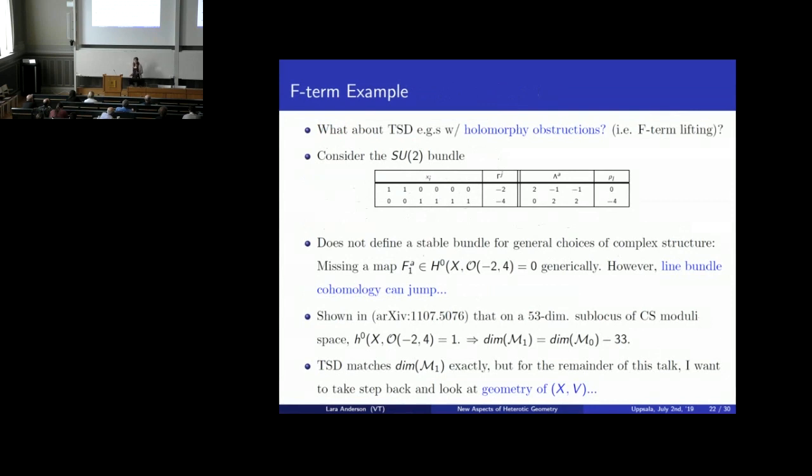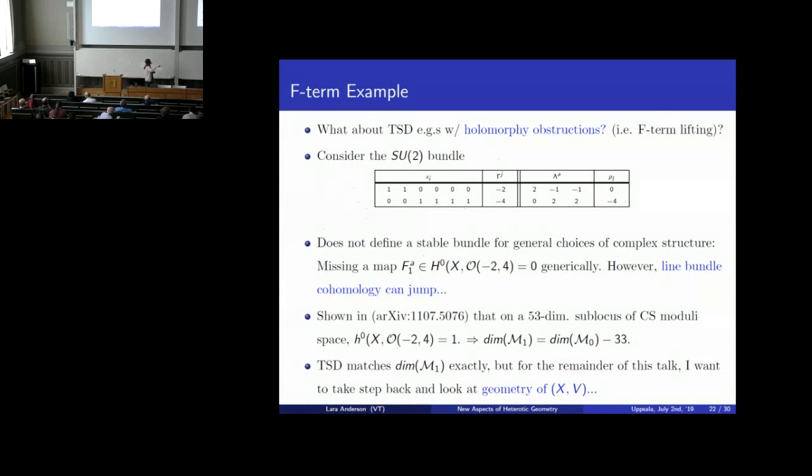So how do I build target space dual examples with holomorphy obstructions? Let's consider this bundle. This is writing down what I would hope would be an SU2 bundle over a Calabi-Yau threefold, a single hypersurface in a product of P1 and P3 here. The problem is that if I look at the map structure that I would need to map this sum of line bundles into this one, what I find is that this does not define a good stable bundle for generic choices of the complex structure. I'm missing a map, specifically the map from this one into this one, which is generically zero. So this is not a well-defined bundle for generic points in the complex structure moduli space.